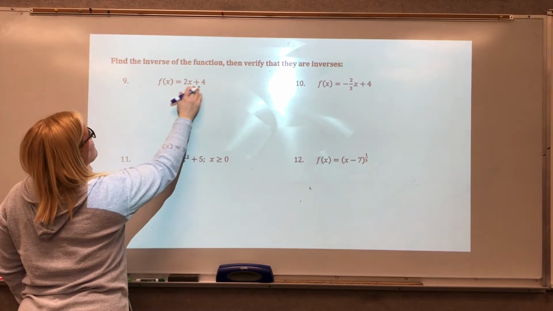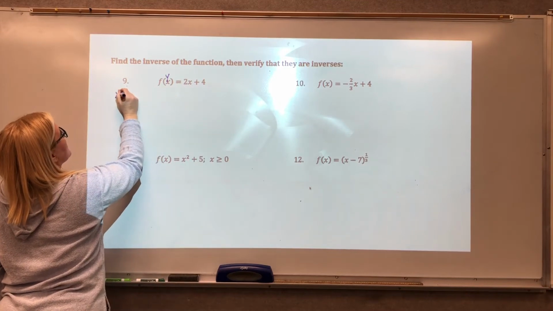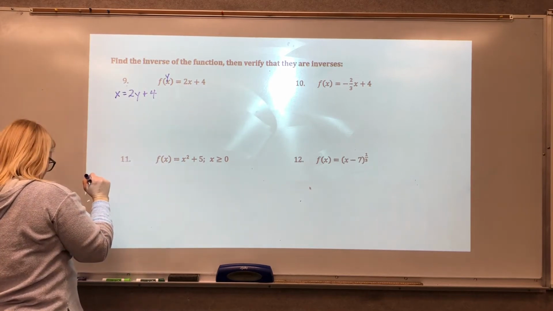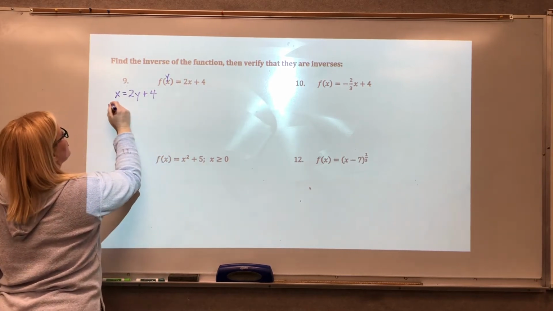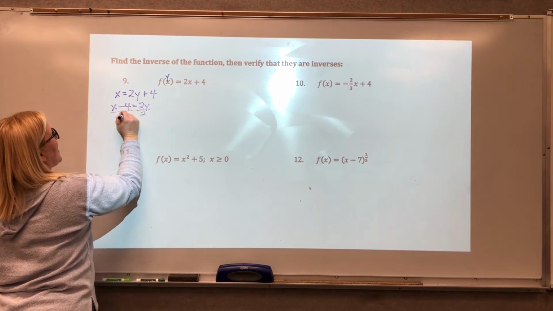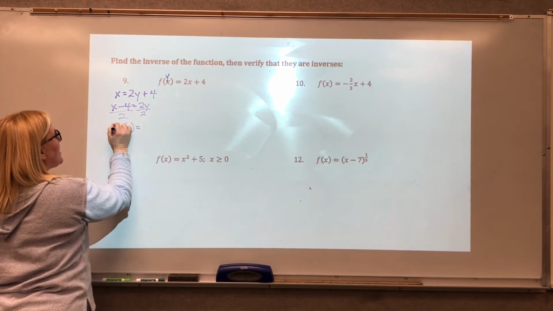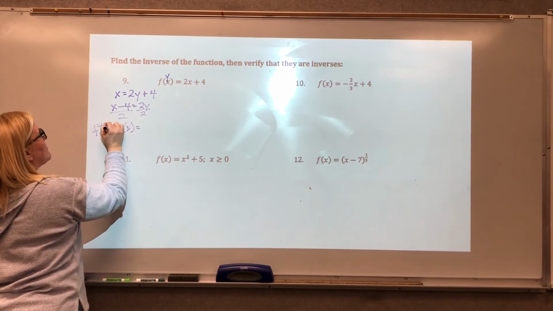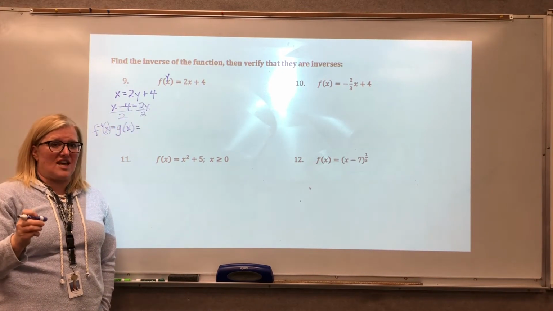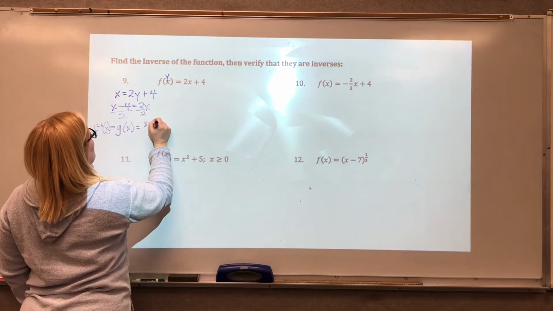So this is y, I'm going to reverse these. So I've got x equals 2y plus 4. I'm going to subtract 4 from both sides and then divide by 2. And I'm going to call this g of x. It can also be called f of negative 1 of x. That's another way of saying the inverse. Make sure you know that for the test. So it is x minus 4 over 2.